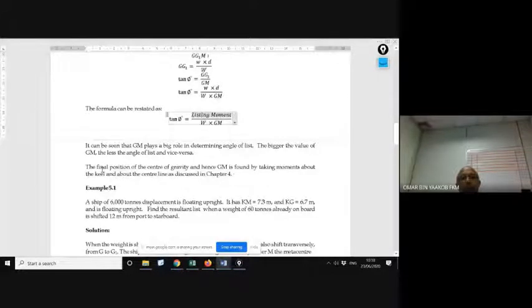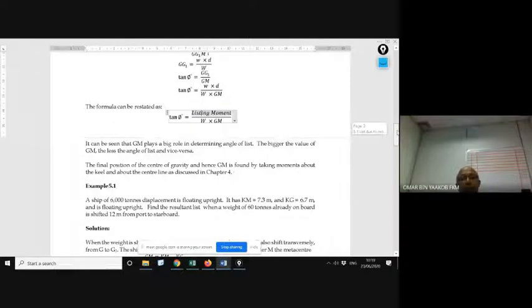So the final position of center of gravity, and hence GM, is found by taking moments about the keel and about the center line as discussed in chapter 4. So we know already how to find GM in chapter 4. In this case, we are looking at how GM is going to affect the angle of list. So let's see this example.